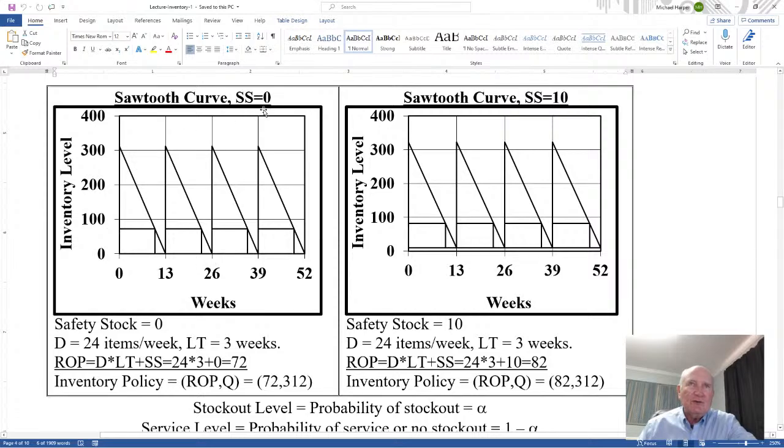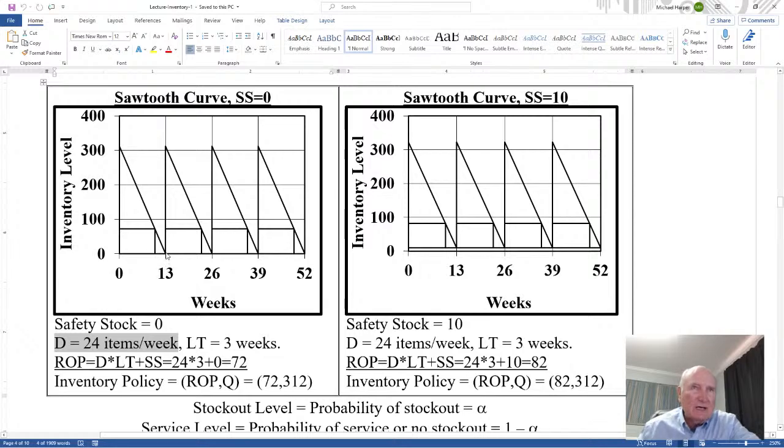First, we have the Sawtooth Curve here, with a safety stock of 0. And so here we have our 312, and it comes down to 0, and it comes up to 312 and down to 0. So our safety stock is 0. Now the demand rate is 24 items a week, right? So as we come down here, every week it drops by 24, because the demand rate is 24 items a week.